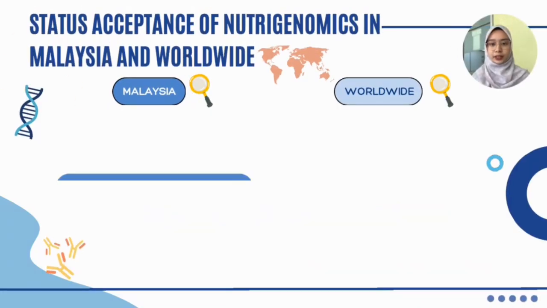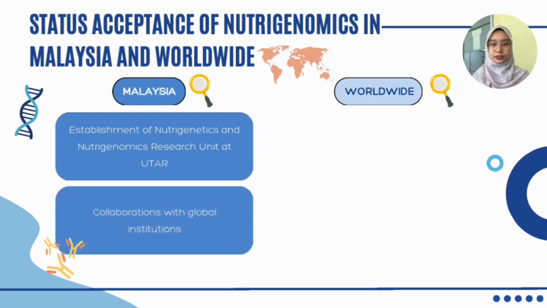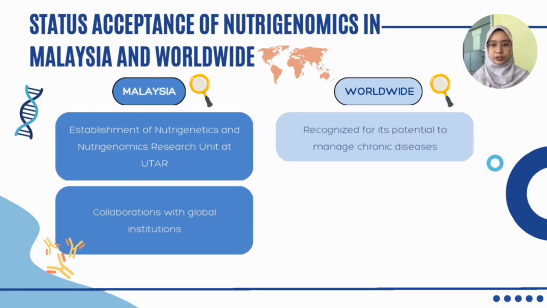In Malaysia, the establishment of the Nutrigenetic and Nutrigenomic Research Unit at UTAR is a significant step toward tackling malnutrition and advancing precision nutrition. Collaboration with global institutions is helping raise awareness, but more education and evidence are needed for greater acceptance. Globally, nutrigenomics is recognized for its potential to manage chronic diseases like obesity and diabetes.